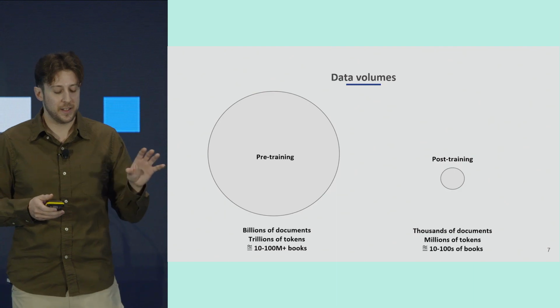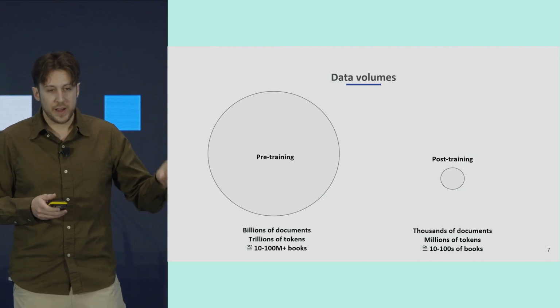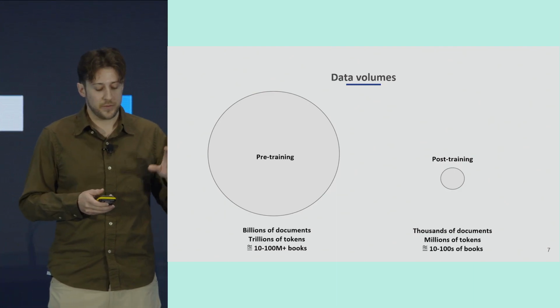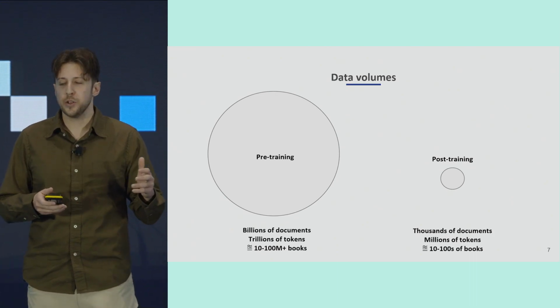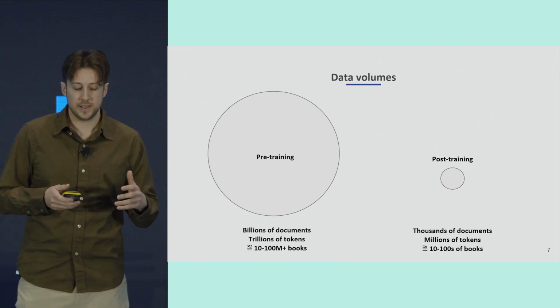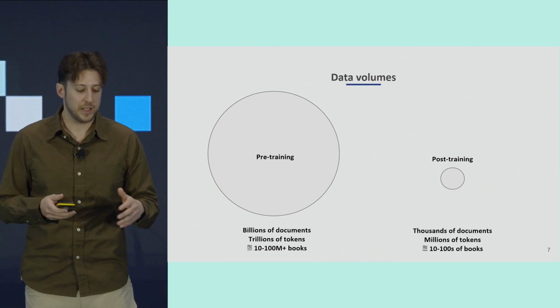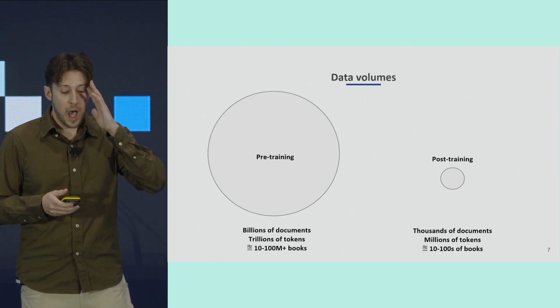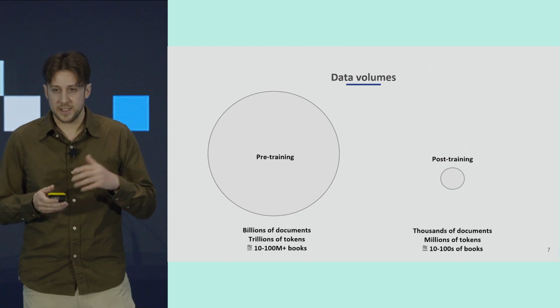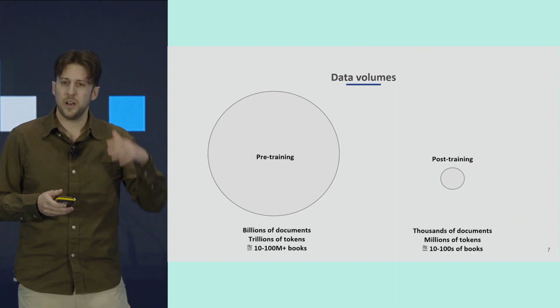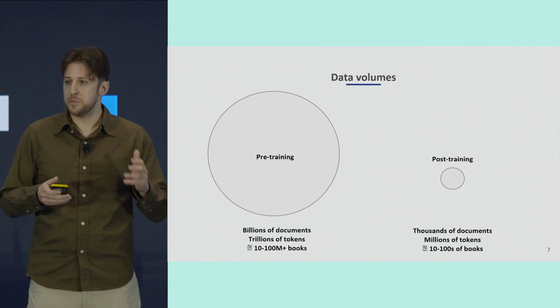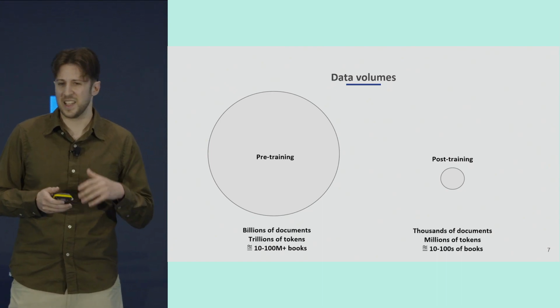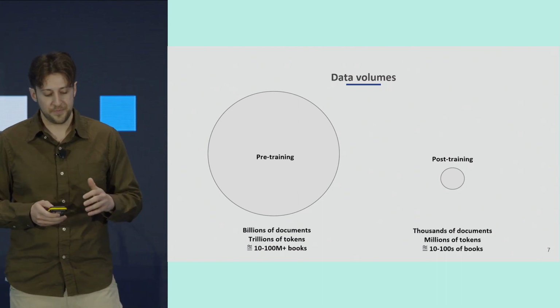And I just want to re-emphasize this point. In terms of the data volumes, at pre-training, as I said, you have billions and billions of documents, which adds up to trillions of tokens. And in human terms, to conceptualize it, this is like tens of millions or hundreds of millions of books. On post-training, the data set is a lot smaller. It's thousands, low thousands, high thousands, but not that many documents. Adds up to millions of tokens, and this is like tens of books or hundreds of books.